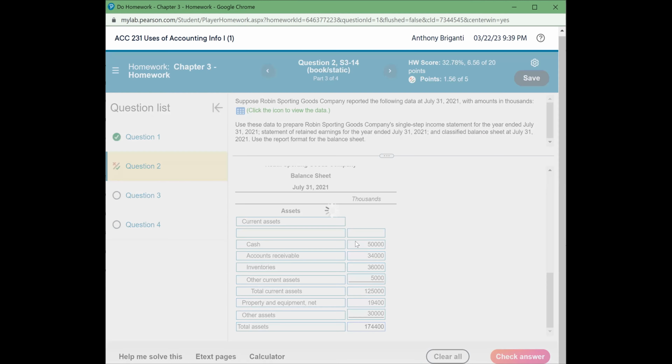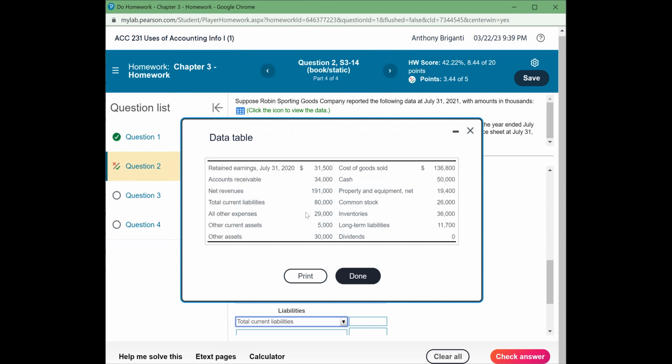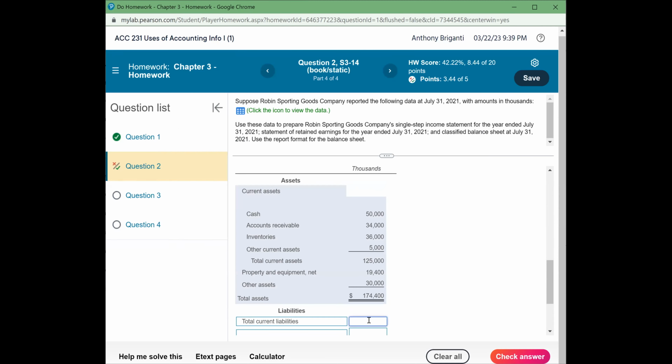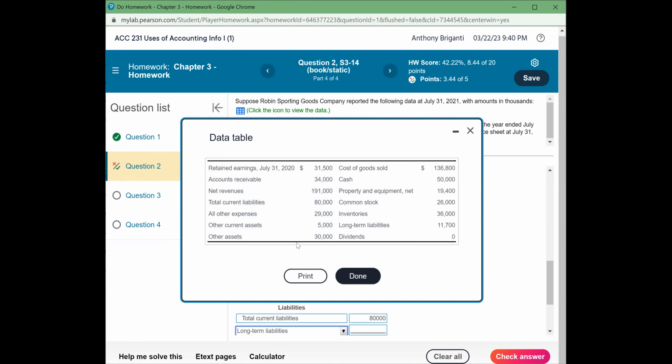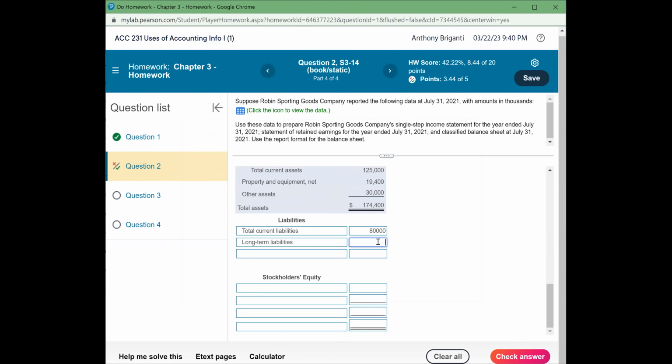Liabilities, total current liabilities. Where is that? Back here, 80,000. Long-term liabilities is also in here. There it is, 11,700. So total liabilities is adding those two together. Stockholders equity starts with common stock. Let's go find that. 26,000.